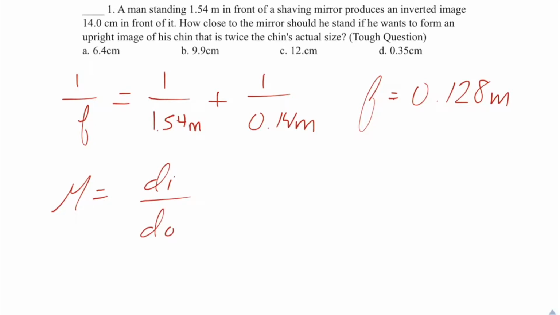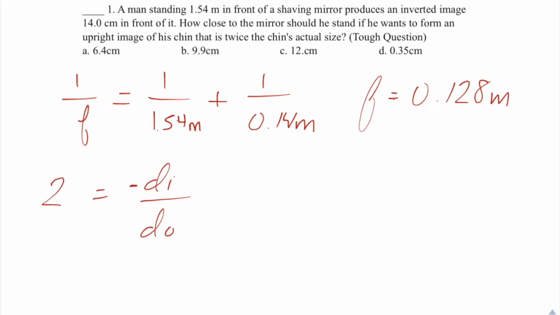But because we're looking for a virtual image, that is, we want an upright image on the inside of the mirror, because that's the only time we'll get an enlarged image in relation to a concave mirror, our distance for the image is going to be negative because it's going to be virtual. And we want the magnification to be equal to 2 because we want it to be twice the size.